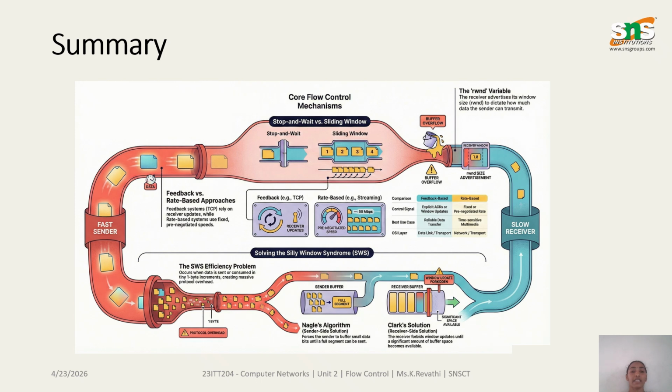Let's summarize this flow control of TCP. Flow control prevents receiver overload and also uses the sliding window mechanism for controlling the flow. Then TCP relies on feedback based control, and problems like silly window syndrome are solved using smart algorithms like Nagle's and Clark's algorithm. Understanding flow control is essential for designing efficient and reliable networks by using the transmission control protocol.